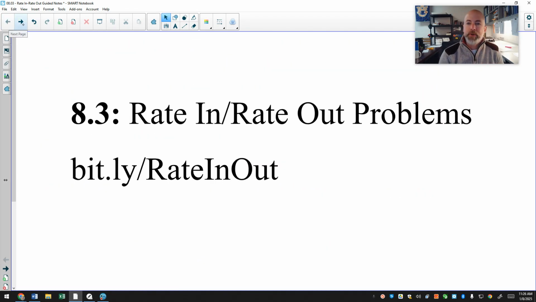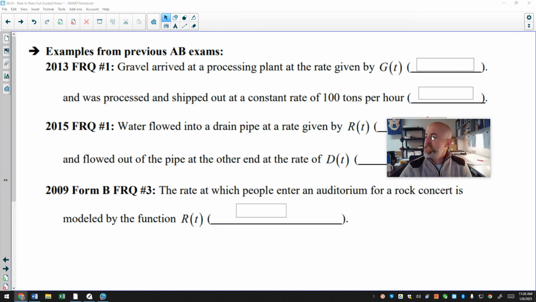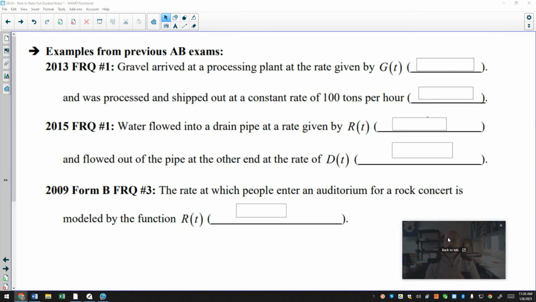So rate in, rate out problems have been very, very common on the AP exam in recent years. In these problems, you are typically given two functions where one represents the rate that something is increasing and the other represents the rate that that same thing is decreasing. It does happen on occasion that you are only given one or the other. Sometimes you only have a rate in or only the rate out, but more often than not, they give you both rate in and rate out. So let's look at a couple of examples from previous years about what was provided.